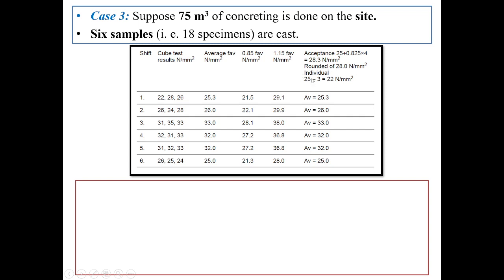And individually it says that when the samples are 4 or more than 4, the individual value should not be less than FCK minus 3. That is 25 minus 3, that is 22. So let us again, with respect to this table, see whether it is passed or rejected.